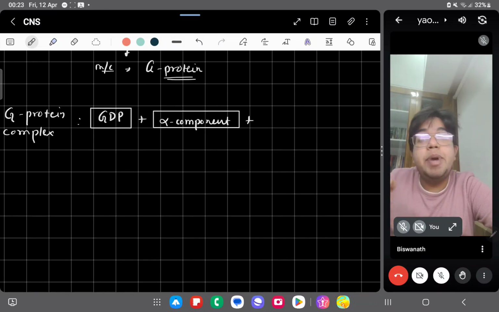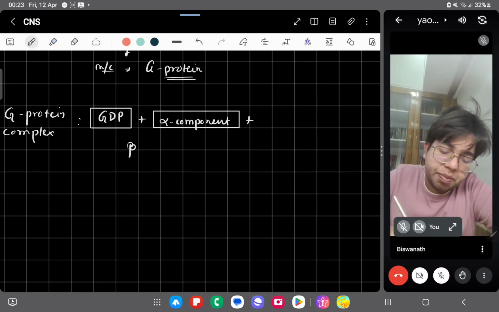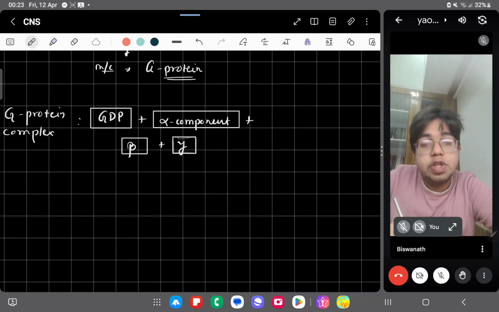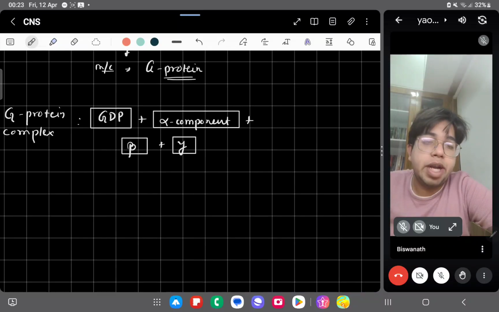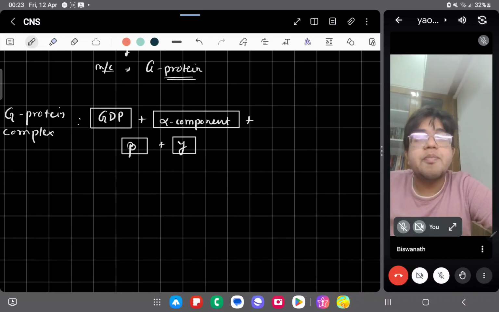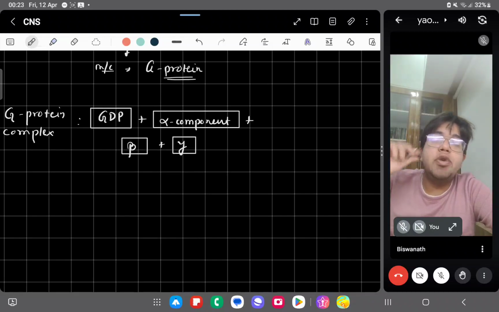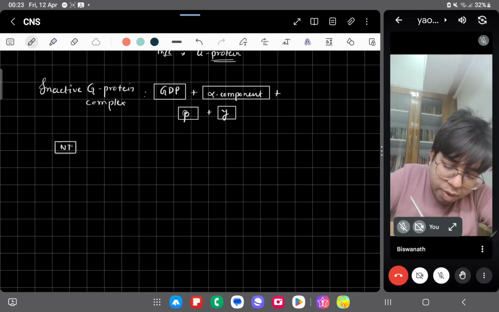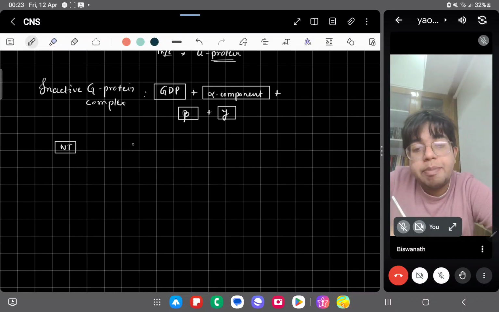We have a beta component, and we have a gamma component. So GDP, alpha, beta, and gamma. Right. So basically, what is happening is that when a neurotransmitter is released from the presynaptic membrane, it comes by the synaptic cleft.